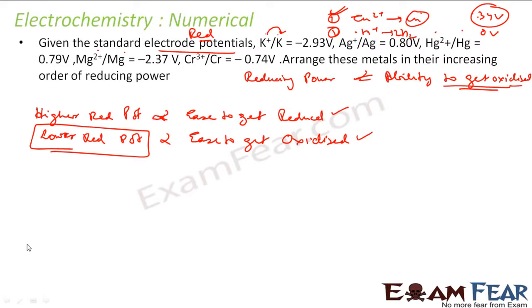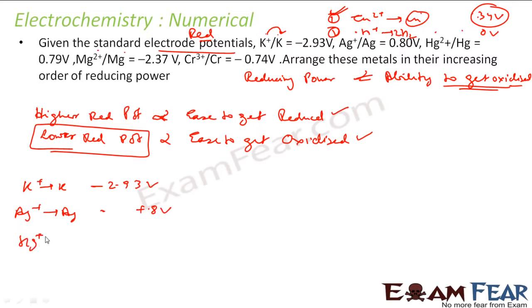So which has the least reduction potential? So let's see the values here. Let's put the values in ascending order. Right? Let's put first K+ to K is minus 2.93 volt. Ag+ to Ag is plus 0.8 volt.